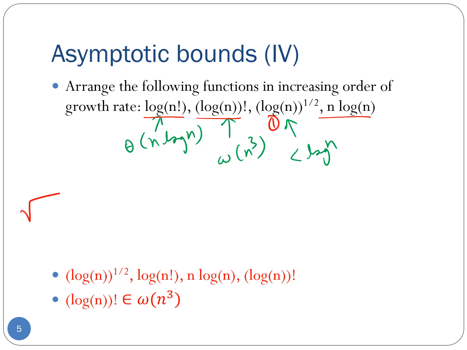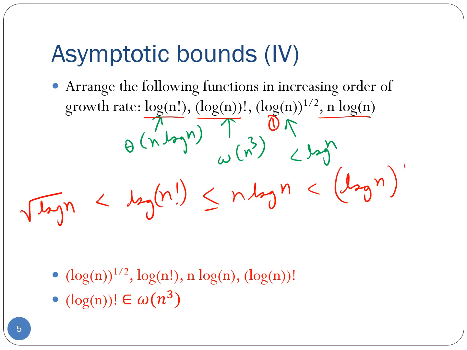So the correct arrangement would be square root of log n, followed by let's say log of n factorial, followed by n log n. Now these two are similar growth rates, and this finally followed by log n factorial.